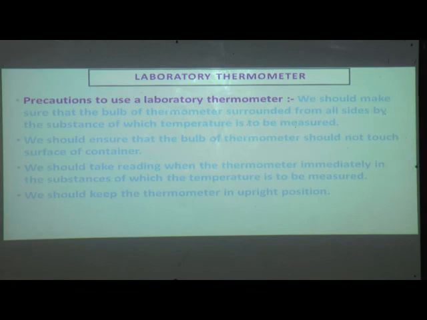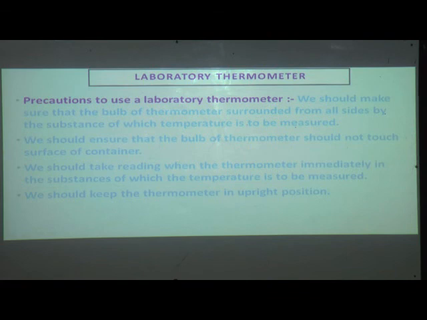Next point, we also have to take some precautions. So, precautions to use a laboratory thermometer. We should make sure that the bulb of the thermometer is surrounded from all sides by the substance whose temperature is to be measured. So the first precaution is to make sure that the bulb of the thermometer, you all know what the bulb is now, is surrounded from all sides by that substance.